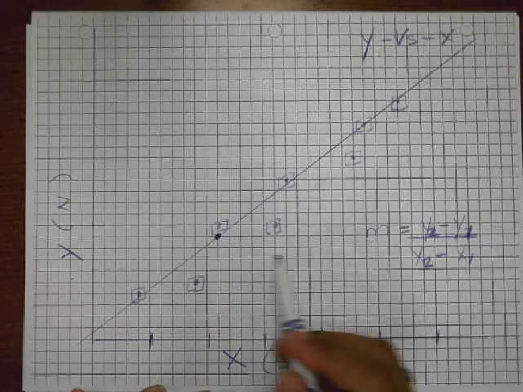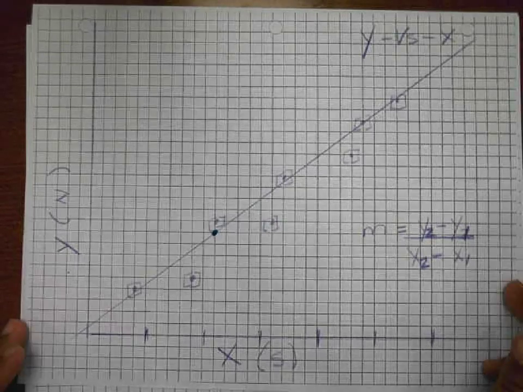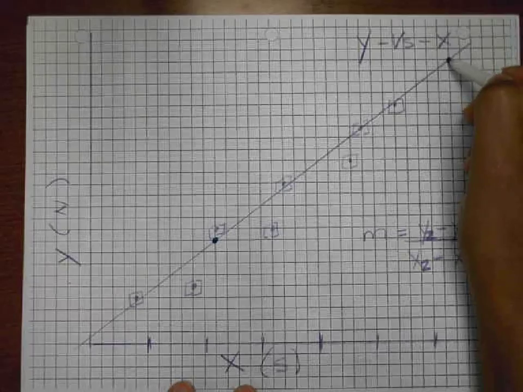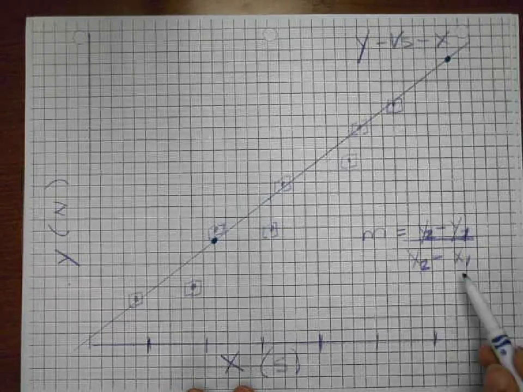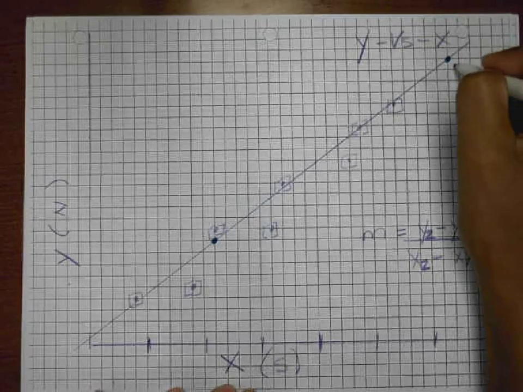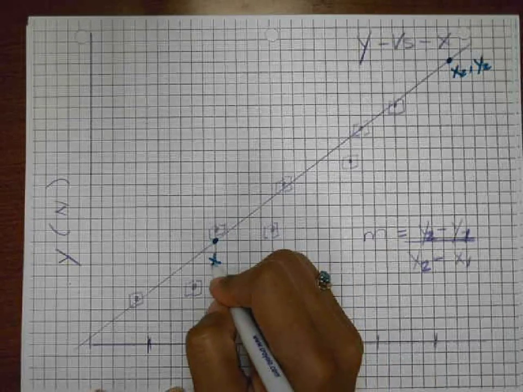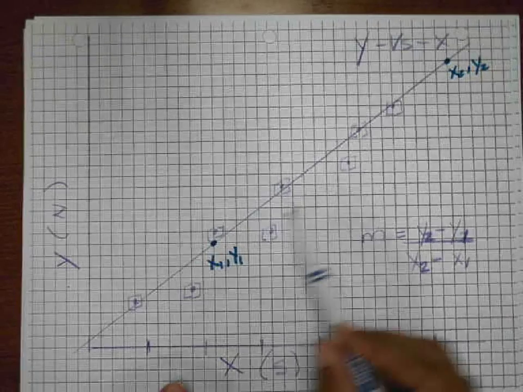And so I'm going to choose that point right there. It's at a nice intersection. And then at least half the line away, choose another point. And I have a point way up there. And so these are my 2 points that I'm going to use to find the slope. This would be my x2 and y2, and here would be my x1 and my y1.